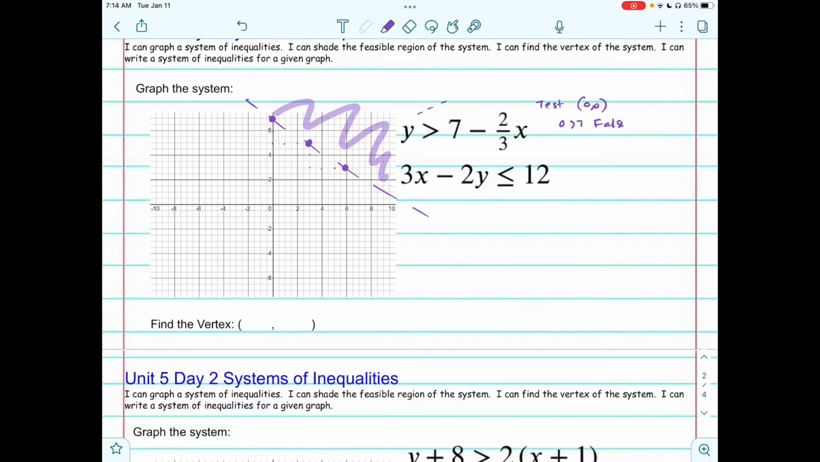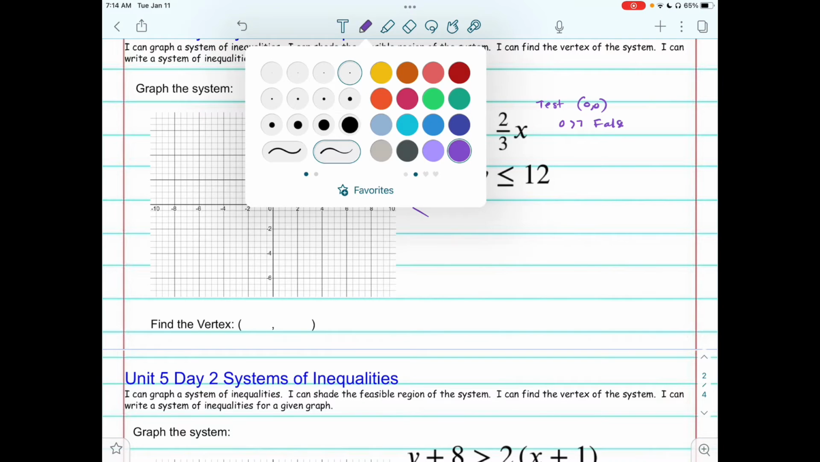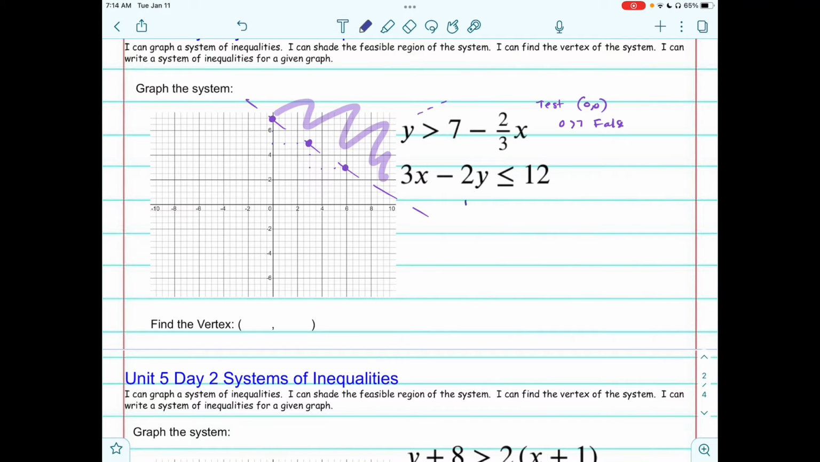All right, for my next one, I like to do x and y intercept. Okay, I'm going to use a solid line here. So if I plug in 0 for x, it looks like I get -6. And if I plug in 0 for y, I get 4. So over 0, down 6, and 4. And then this one's a straight line.